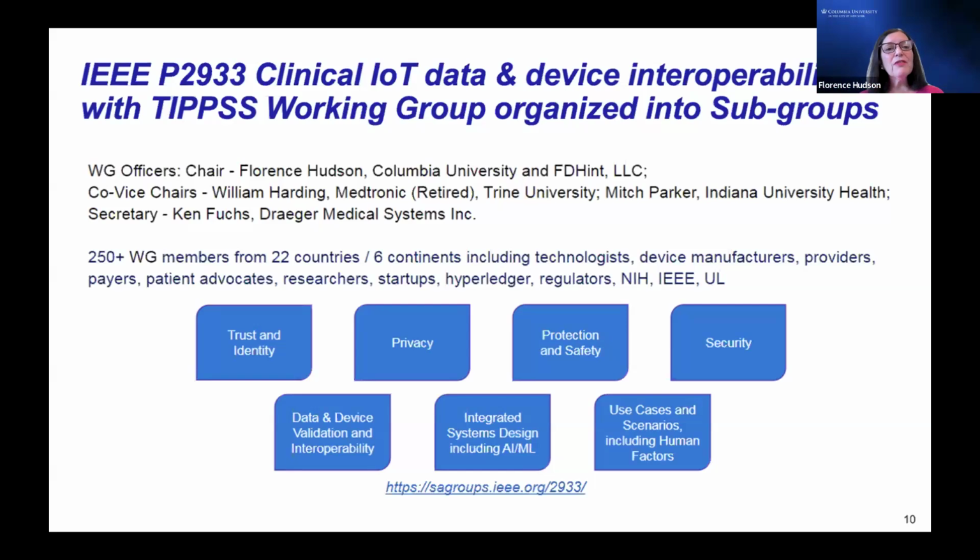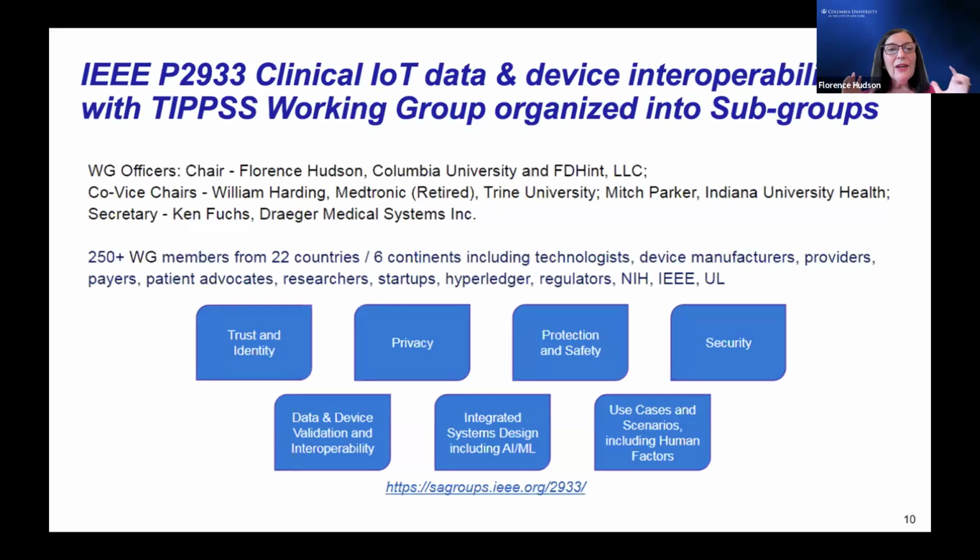And then our secretary for the working group is Ken Fuchs from Draeger Medical Systems. So once again, all the way in. And actually he leads the 1107D3 working group. So we have all these humans across 22 countries, including technologists, device manufacturers, providers, payers, NIH, IEEE, underwriters, laboratories.